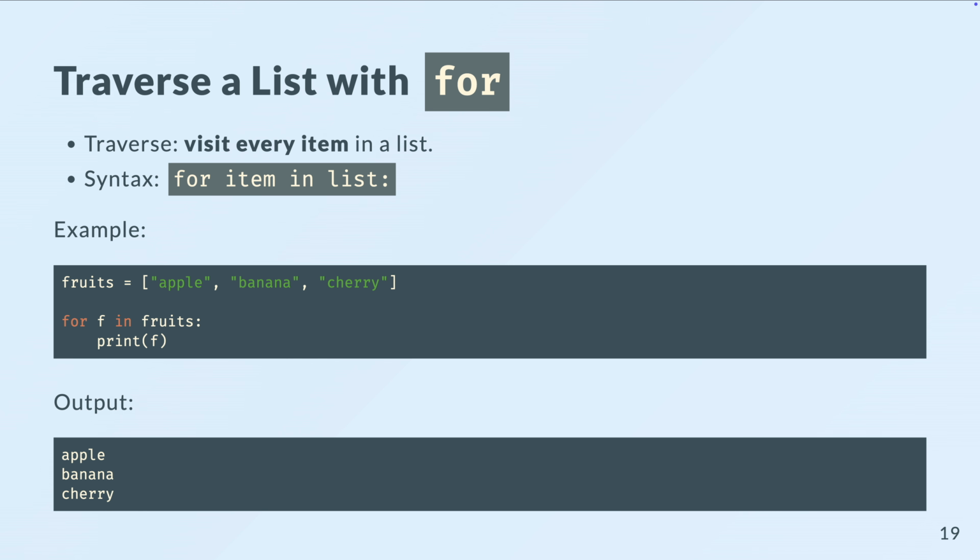Here is the output. Python prints apple, then banana, then cherry, one per line, because the loop runs once for each item.